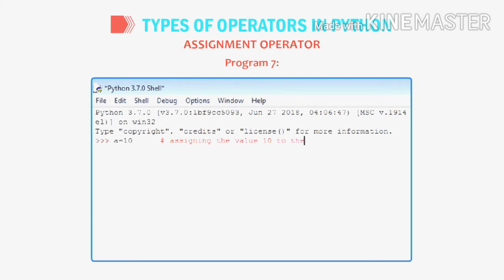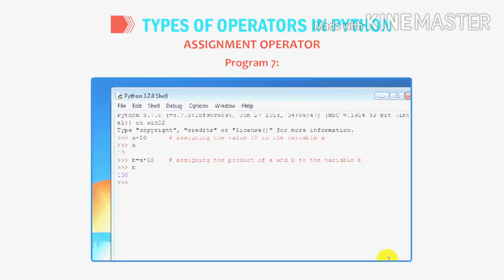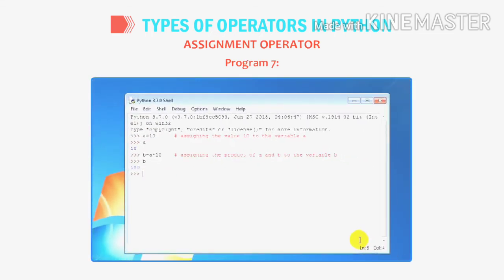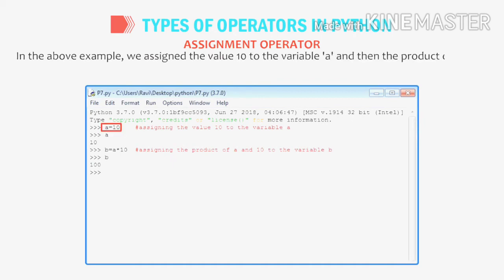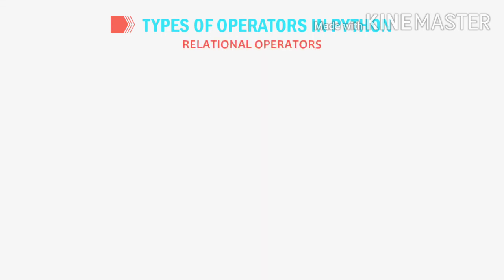How does it work? A equal to 10. Equal to is the assignment operator. That means the value 10 is assigned to A. That means whenever I use A, it shows the value 10. Clear? That's why it's called the assignment operator. We assign the value of 10 to the variable A. Clear? Again, example 2 is also there.